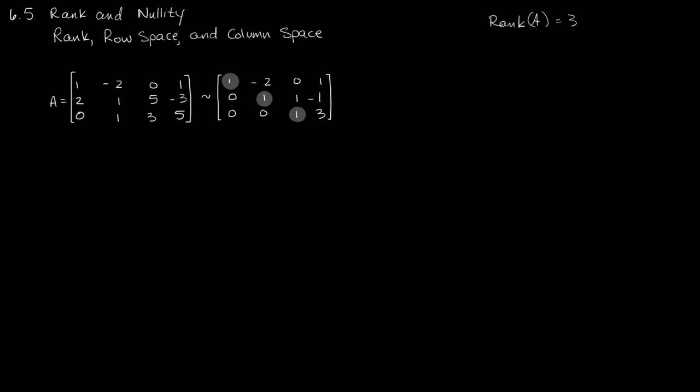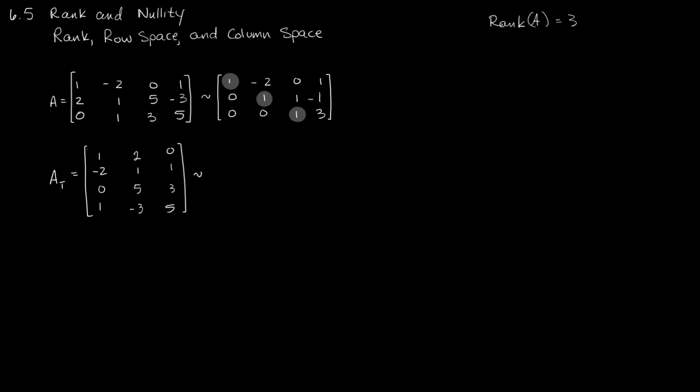All right, now let's find the rank of A transpose. Let me write A transpose out here. Where I had a row, I'm going to make it a column, so I'll have 1, negative 2, 0, 1, 2, 1, 5, negative 3, 0, 1, 3, 5. Hopefully it makes sense. And I want to row reduce this as well.